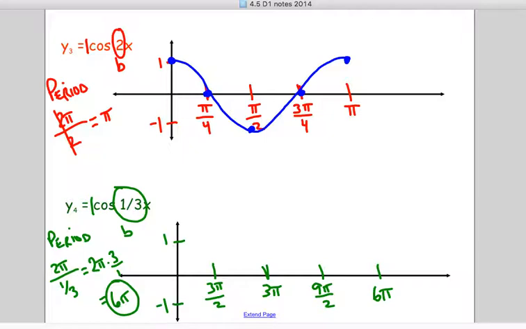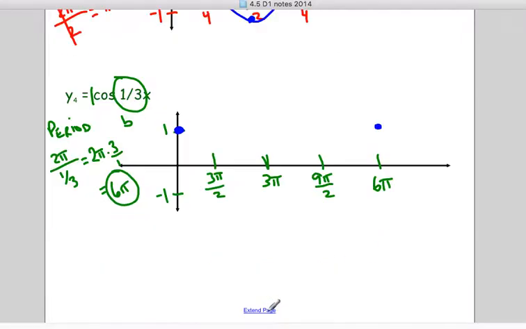And now we're going to draw in our graph. So again, cosine starts up high at 1 and it ends up high at 1. Halfway is where it dips down to -1. It has to cross through 0 to get there, and there, and then connect the dots.